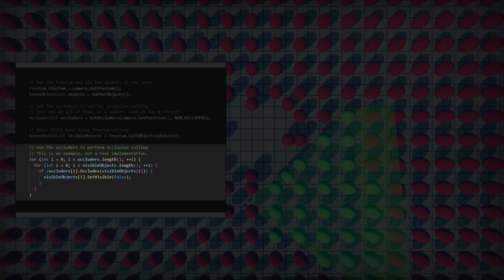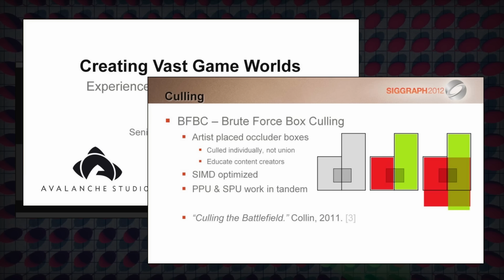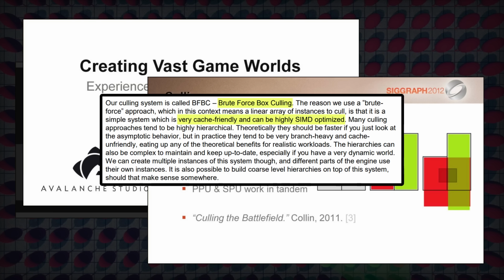Yeah, so pick too many and you may just spend way too much time going through them. Pick too few and you may not cull enough to make it worth it. In practice, you may just do something super simple, like pick the n closest ones and hope for the best, which according to their presentation from SIGGRAPH is what the developers of Just Cause 2 did. The developers at Avalanche Studios outlined a simple and easy approach with a SIMD optimized box culling system, which they called BFBC, or brute force box culling. And that was it. No fancy structures, nothing.